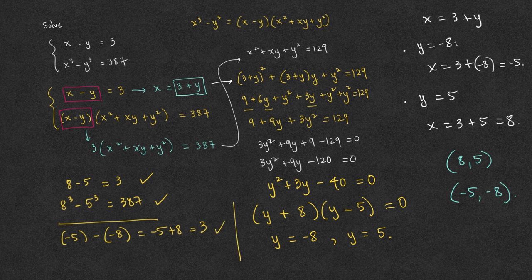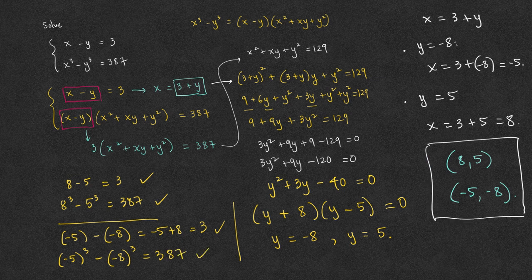It checks out. And the second equation, x cubed minus y cubed is now -5 cubed minus -8 cubed. But this is the same thing as positive 8 cubed minus 5 cubed. So this is 387 also. So we have two solutions to the system of equations.